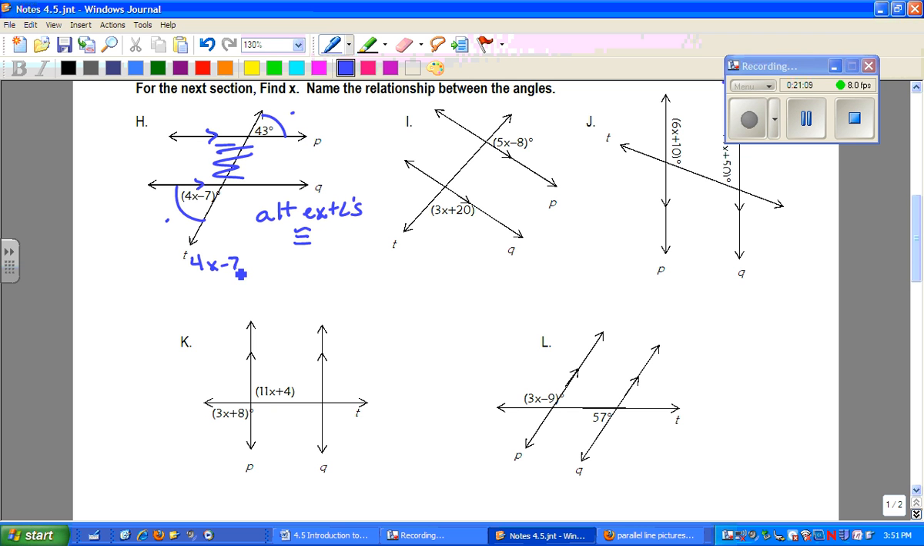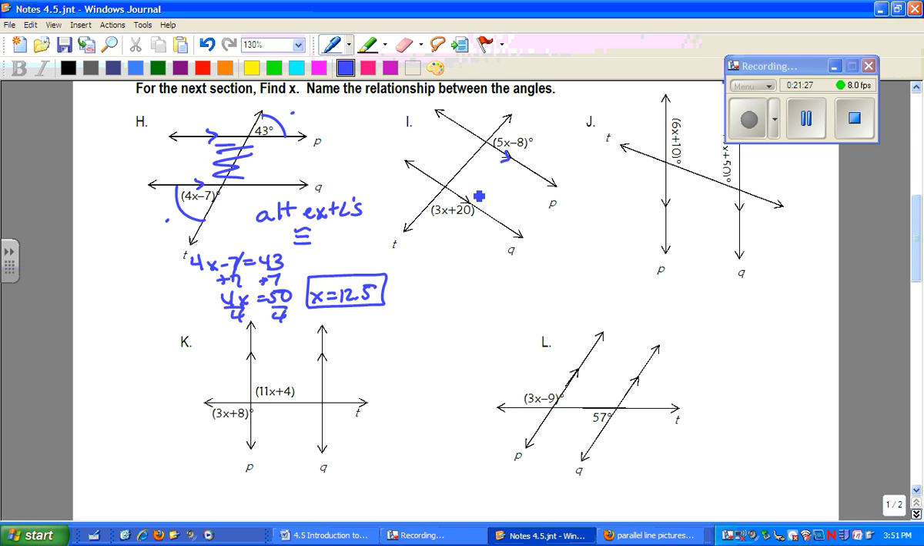So you're going to set 4x minus 7 equal to 43. Add the 7 over. 4x is equal to 50. Divide by 4. X equals 12.5. Lock it in.